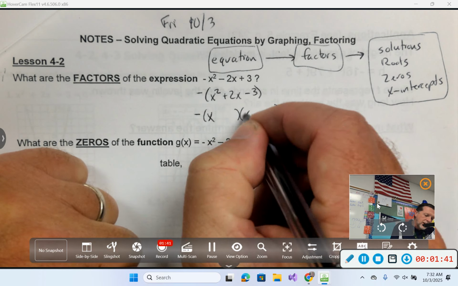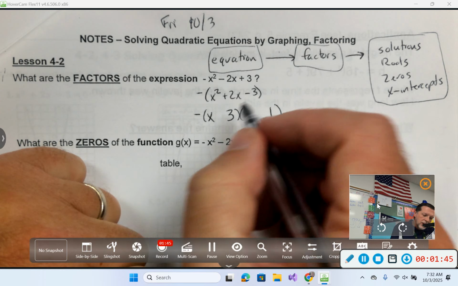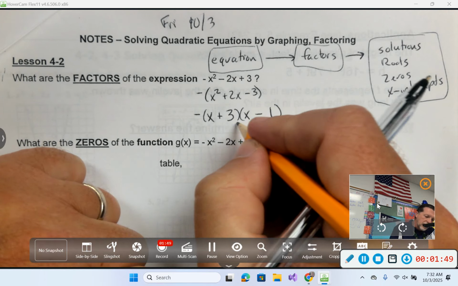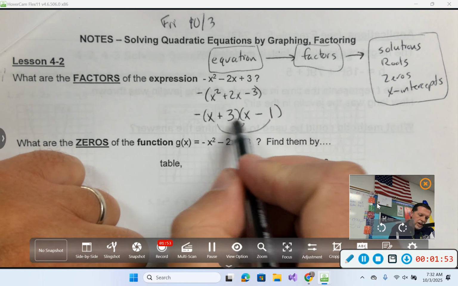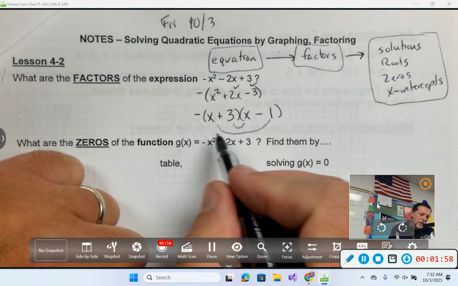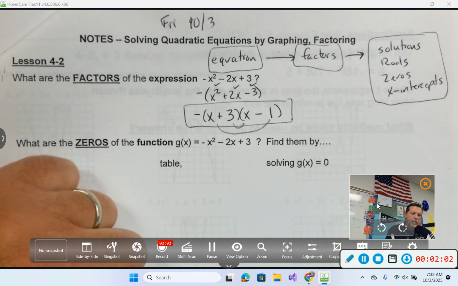Let's see. Got to be x and x. Got to be 3 and 1. It's a nice one. So x plus 3 and x minus 1 would make the double smiley face work. 3x minus x is 2x. 3 times negative 1 is negative 3. X times x is x squared. So there's my factors.